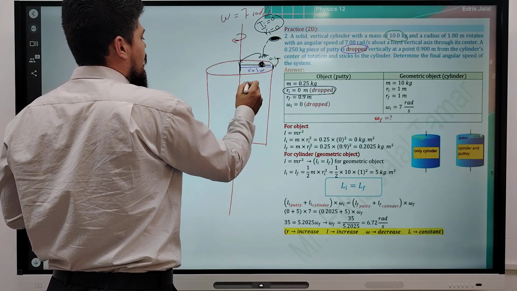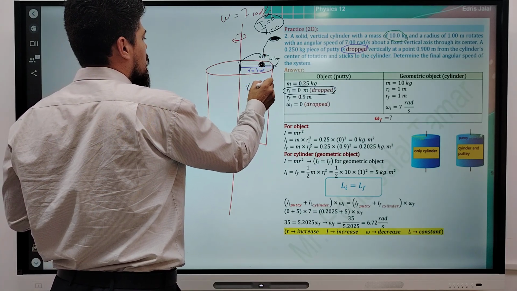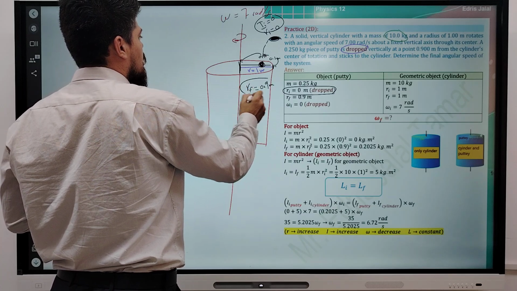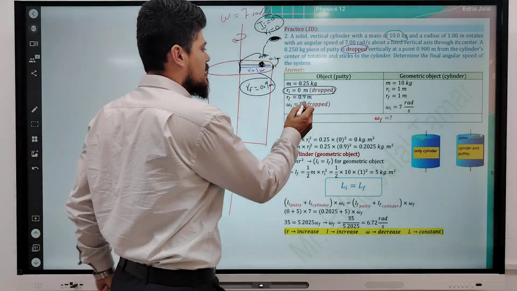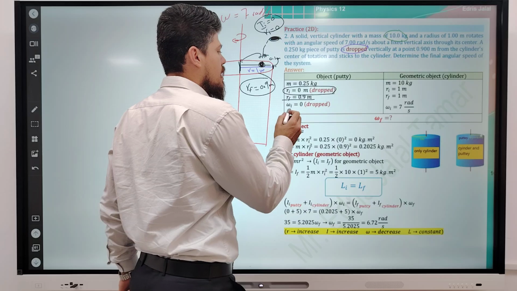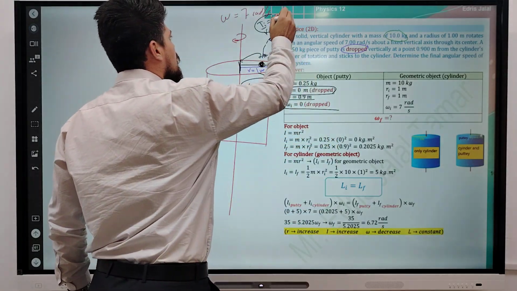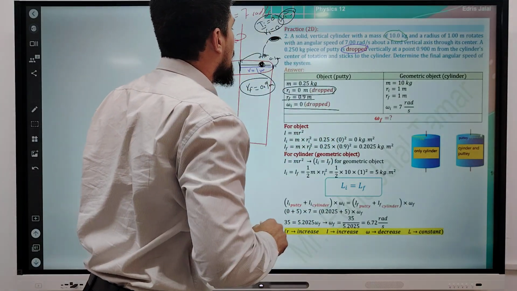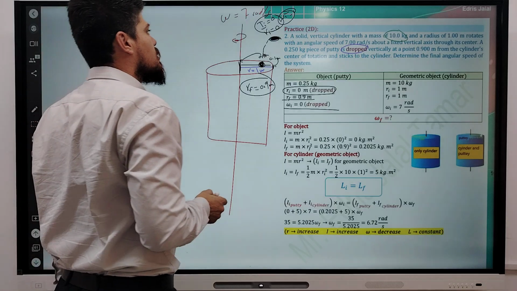Okay, so final radius is equal to what? Final distance from the axis of rotation, 0.9 meter for the putty. Final distance is equal to 0.9. Omega initial for the putty is also equal to 0. It has no angular speed, but the cylinder has angular speed.